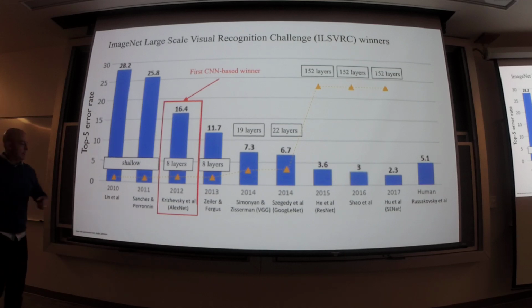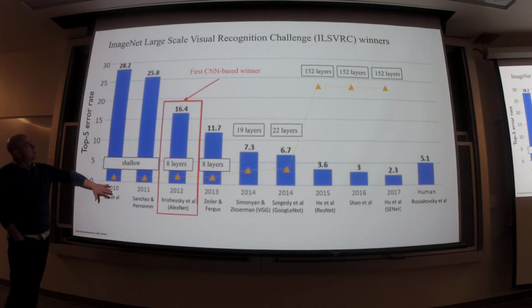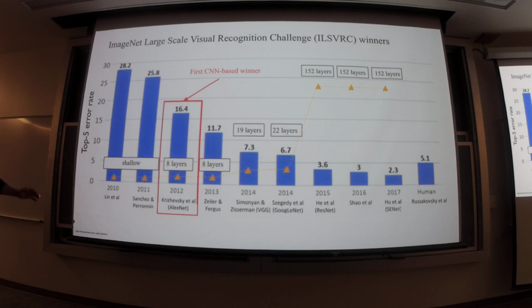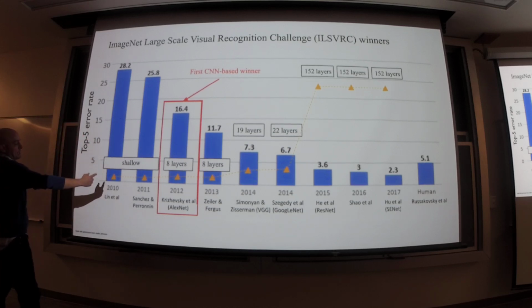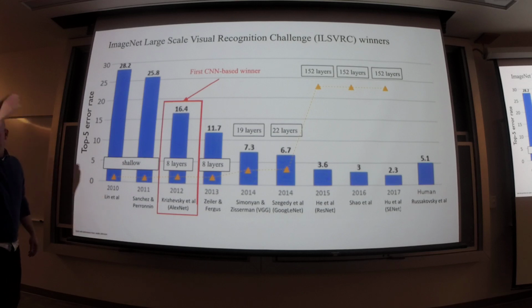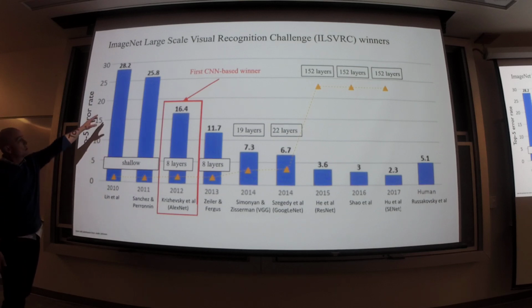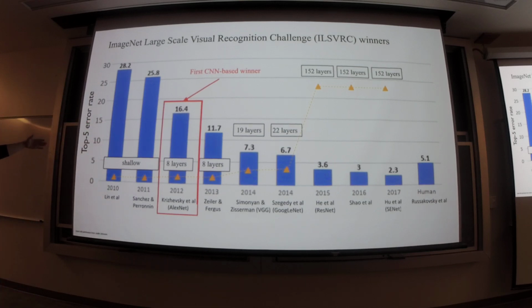So, starting in 2010, they had winners. What you're seeing here is this chart of the winners of the classification challenge on that data set from 2010 to 2017. In 2017, they decided to stop. They said, we're not doing this anymore, we need to do something else. Because you can see in 2010, you start with, and what you're seeing here is the top 5 error rate.